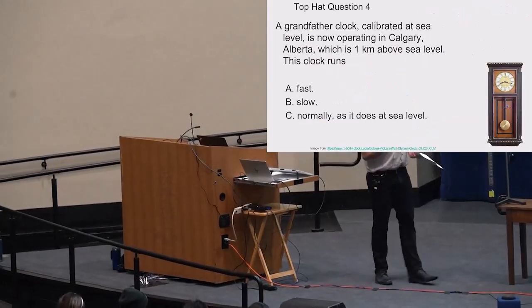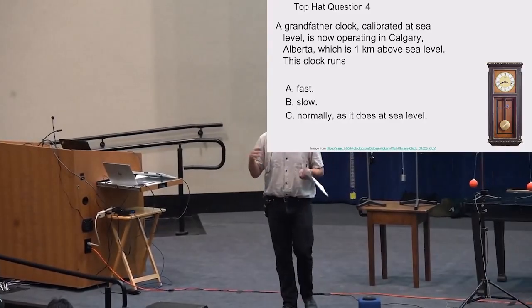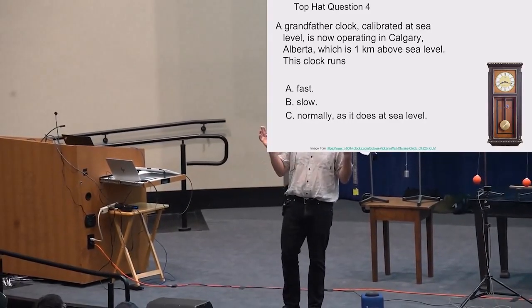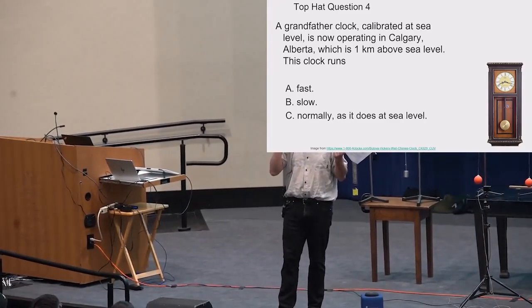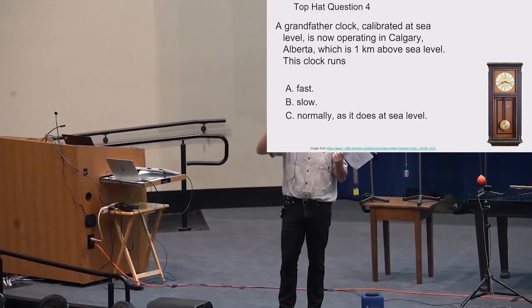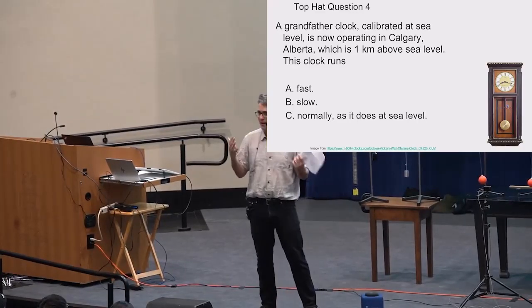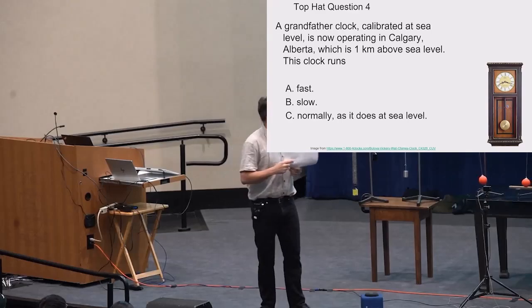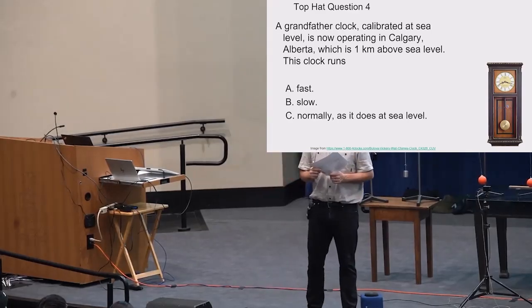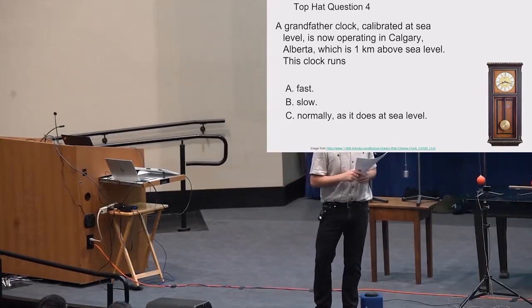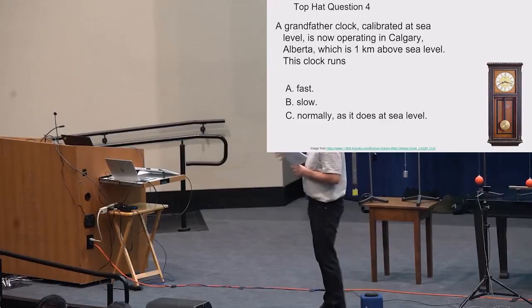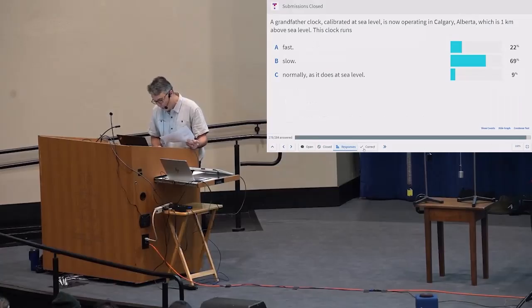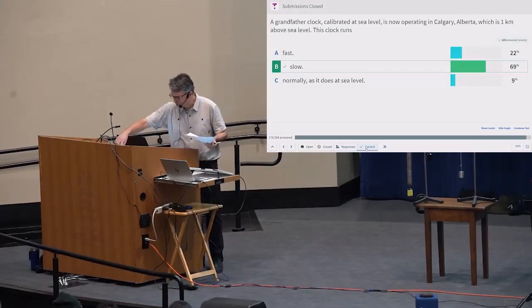Let's say you've got a grandfather clock and you have always, I'm from Victoria, we're right down by sea level, and it's been calibrated so that it ticks at the right rate. And now I moved to Calgary, where it's 1 kilometer above sea level. Do you think that the clock will run fast or slow or normally? Yeah, I also voted for slow.